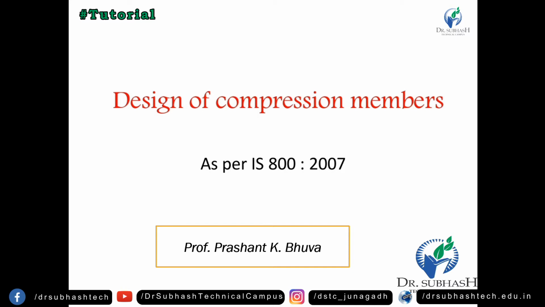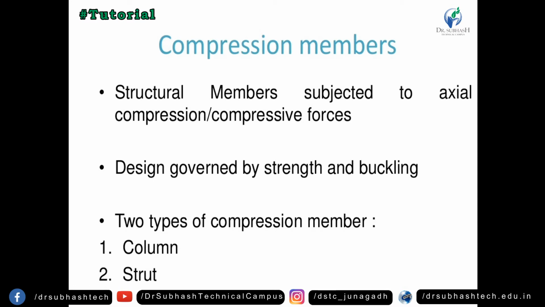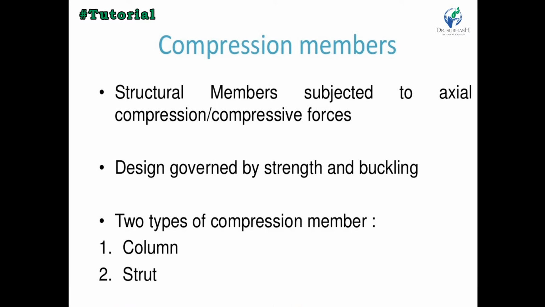So there are two main types of compression member. First one is column and second one is strut. What is a column? When a compression member is oriented vertically, it is known as a column. A compression member which may be oriented in any direction and has significant bending is called a strut.